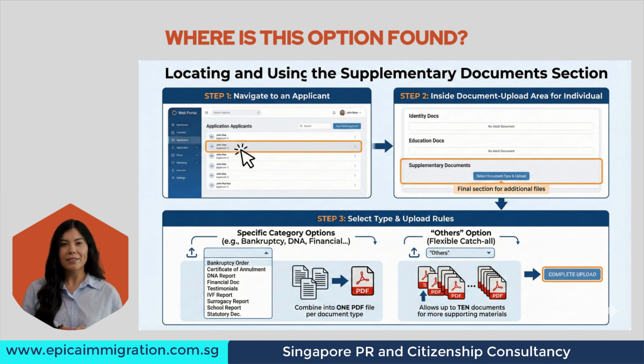For most of these specific categories, you are generally allowed to upload one PDF file per document type. So if you have multiple pages or multiple items under the same type, you should combine them into a single PDF before uploading. For the Others category, which is meant as a flexible catch-all, the portal typically allows up to 10 documents, which gives you much more room to include useful supporting materials.